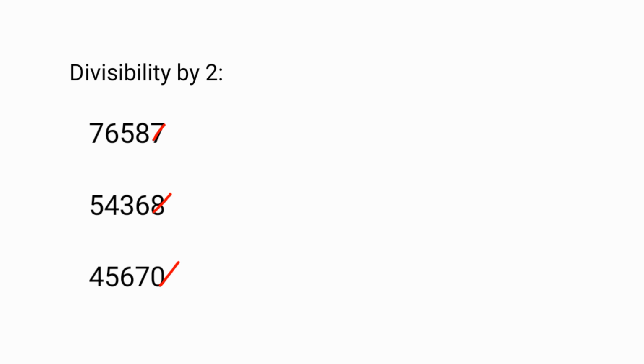Consider these examples. The digit in units place of the first number is 7. We know that 7 is not an even number. So this number is not divisible by 2. Consider the second number. Here the digit in units place is 8. We know that 8 is an even number. It is completely divisible by 2. And in the third number, the digit in units place is 0. Since the digit in units place is 0, this number is divisible by 2. This is how we check the divisibility of a number by 2.